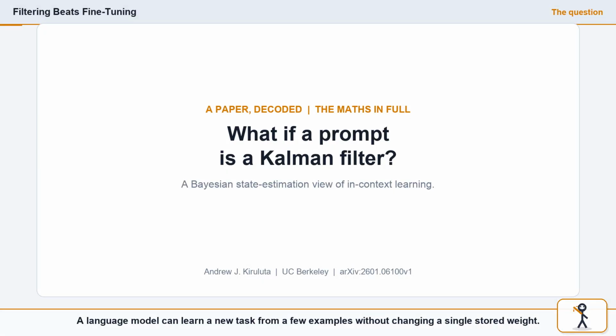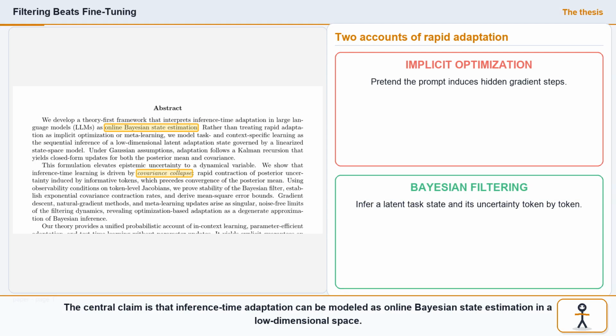A language model can learn a new task from a few examples without changing a single stored weight. How? This paper offers a theory-first answer. The model is not secretly fine-tuning. It is filtering noisy evidence about a hidden task state. The central claim is that inference-time adaptation can be modeled as online Bayesian state estimation in a low-dimensional space.